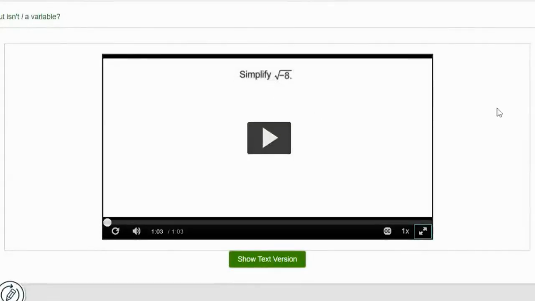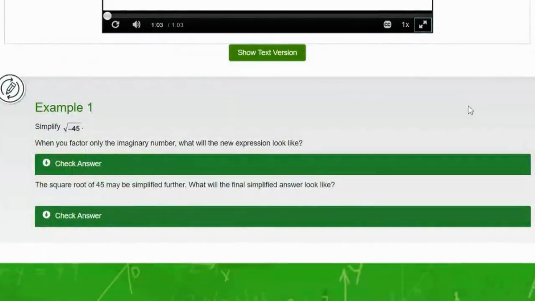There it is. So we have to simplify the 8 as well. We take out the imaginary part, but then the square root of 8, we can change that to square root of 4 times square root of 2, and we know what the square root of 4 is. So simplifying is somewhere where you may struggle a little bit if you haven't thought about it in that way. Let's look at another example.